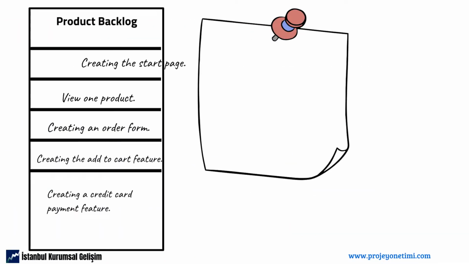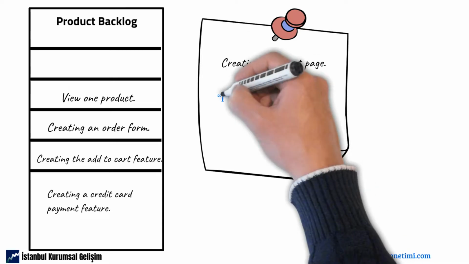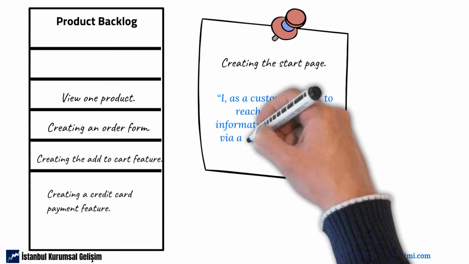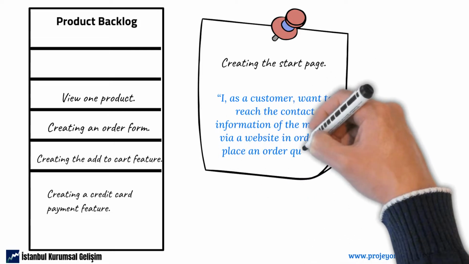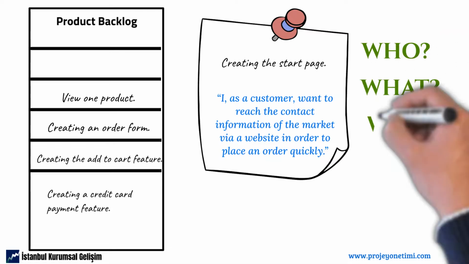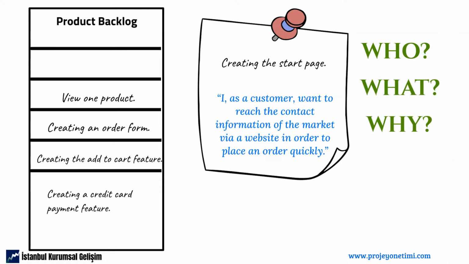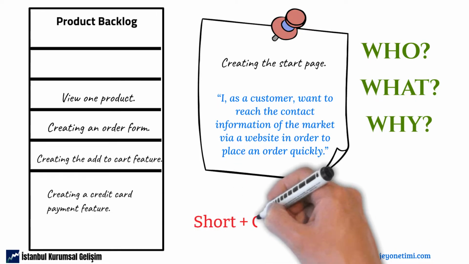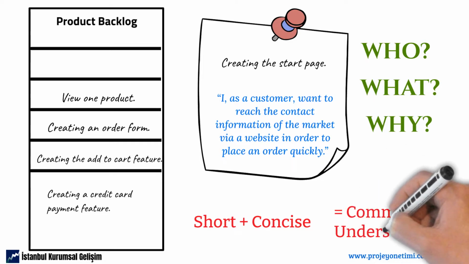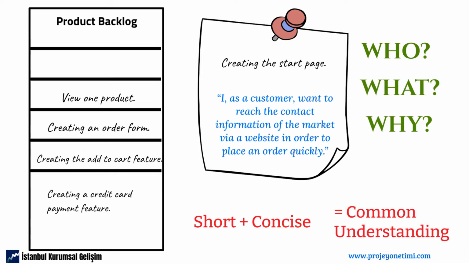For example, creating the start page, the first product backlog item on our list. Let's take the expression, I, as a customer, want to reach the contact information of the market via a website in order to place an order quickly. A sentence of this form has a structure that answers the questions of who, what and why. The information contained in the product backlog item should be concise. Thus, it will be possible to have a common understanding of the work to be done.